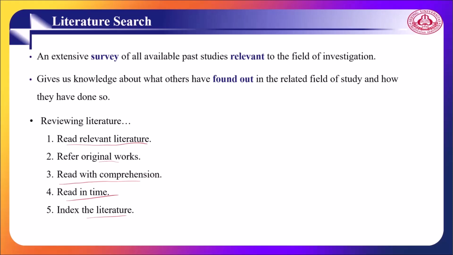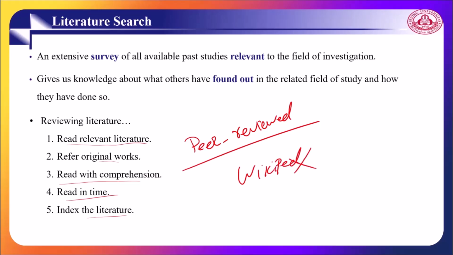We use primary sources and original research articles, not from everywhere. As I said to you, it should be peer reviewed. For example, Wikipedia, you should avoid, right? Because they are not reviewed.